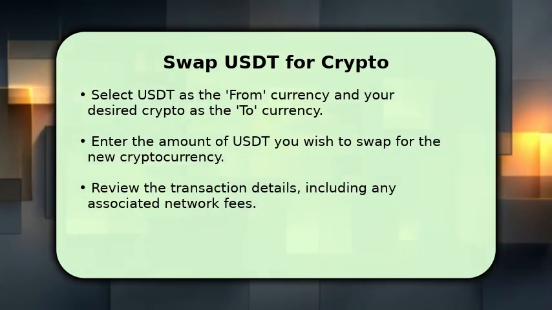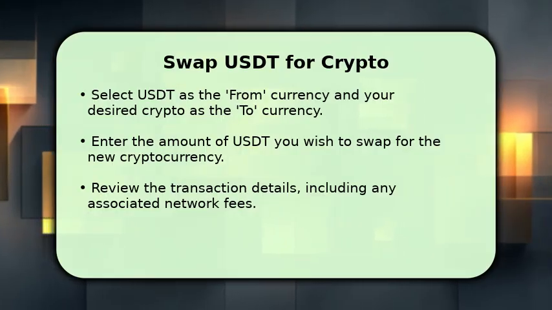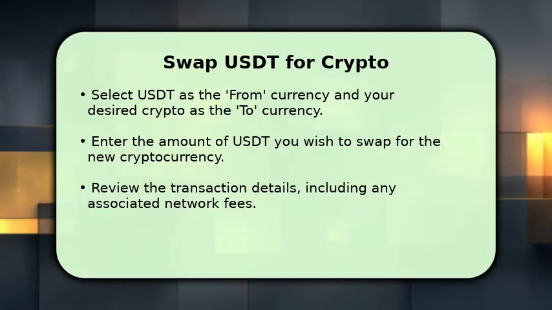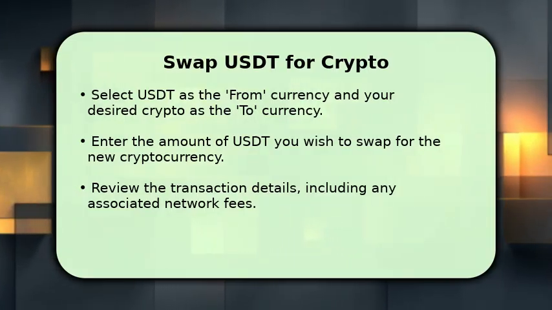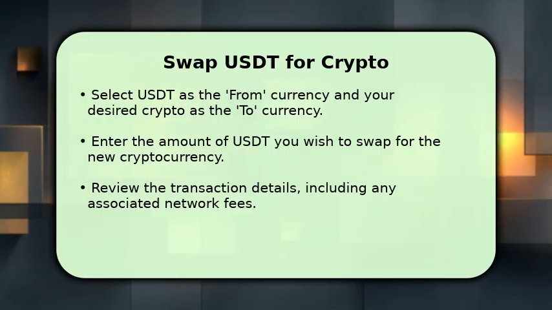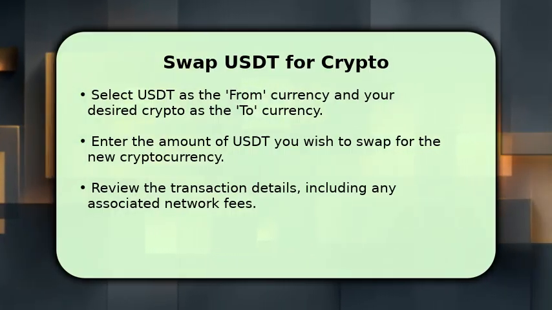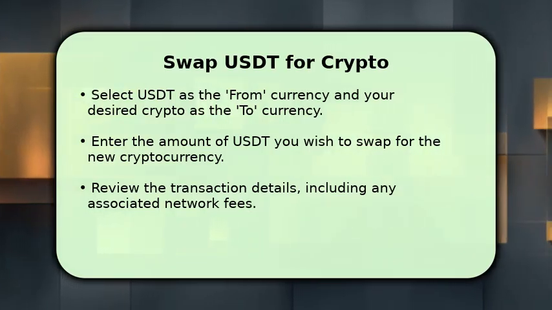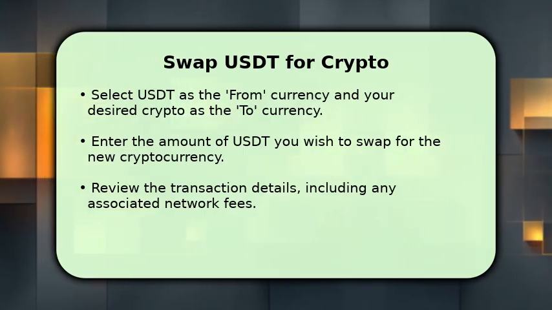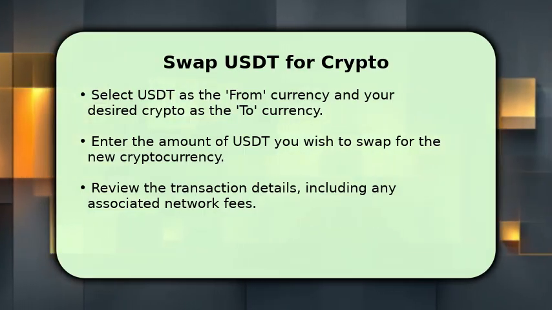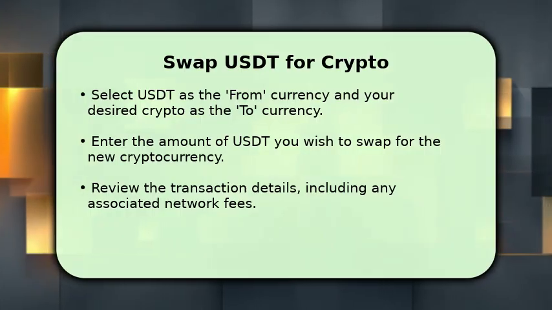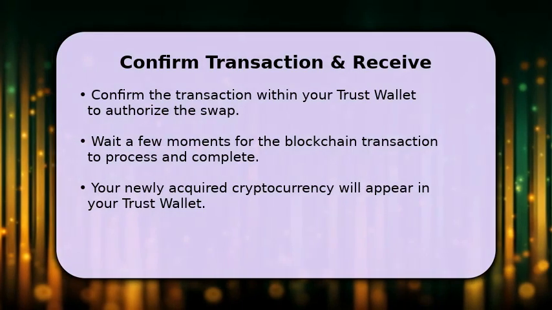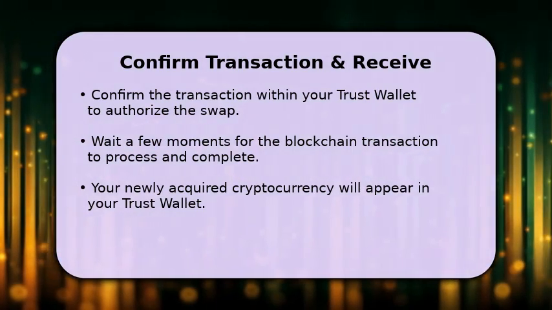On the exchange interface, select USD as the currency you are swapping from, and then choose your desired cryptocurrency as the currency. Carefully enter the exact amount of USD you wish to exchange. Before confirming, take a moment to thoroughly review all the transaction details. Pay close attention to the estimated amount of new crypto you will receive and any associated network fees, which are typically very small. Finally, confirm the transaction within your Trust Wallet.